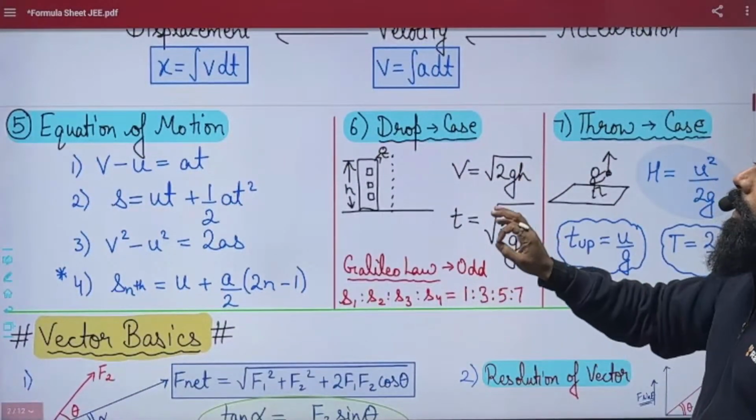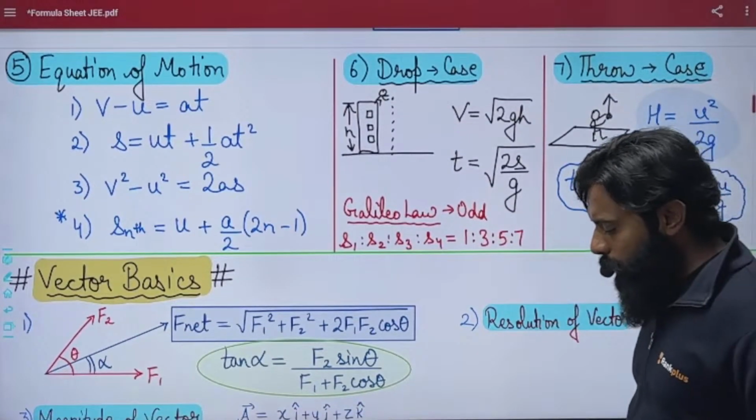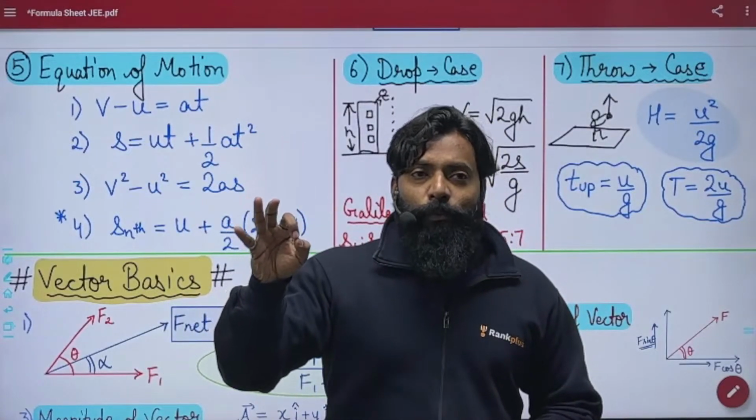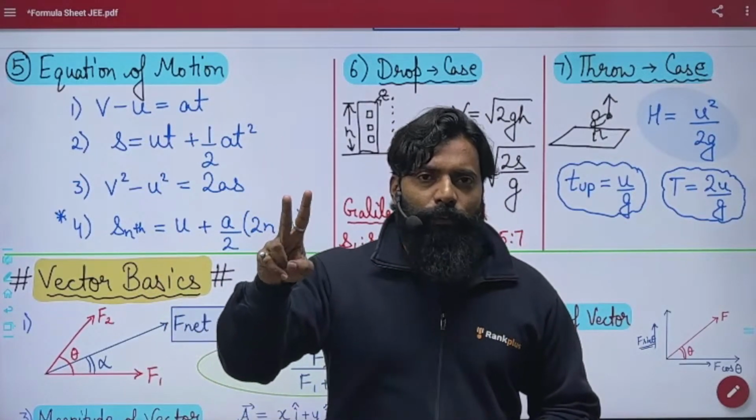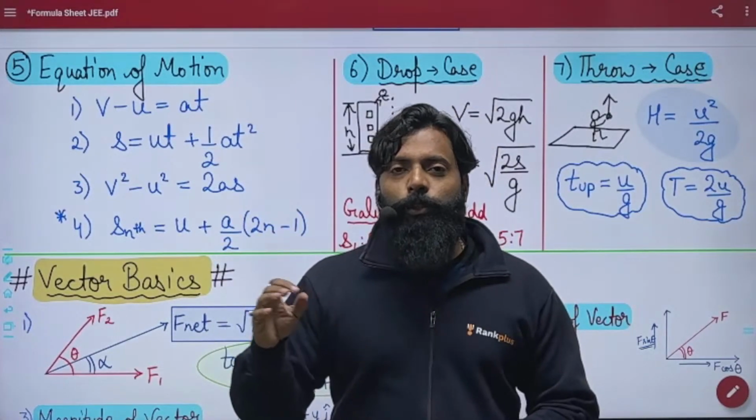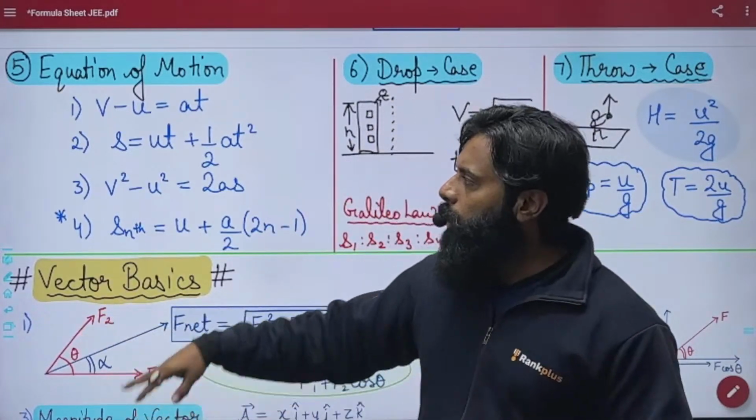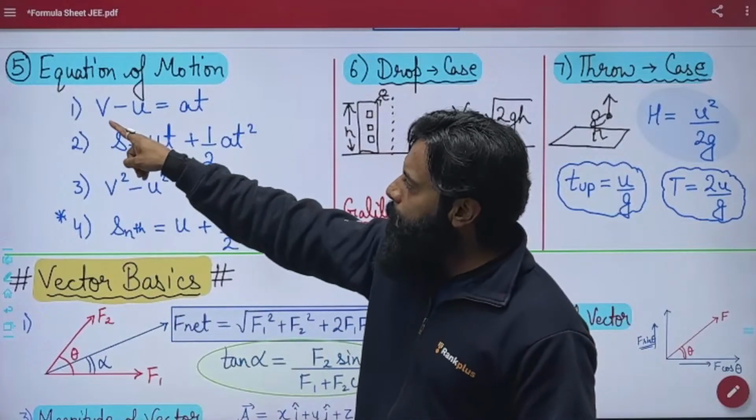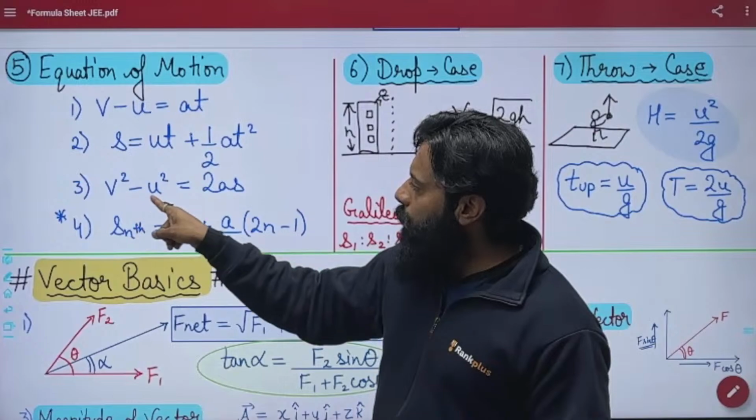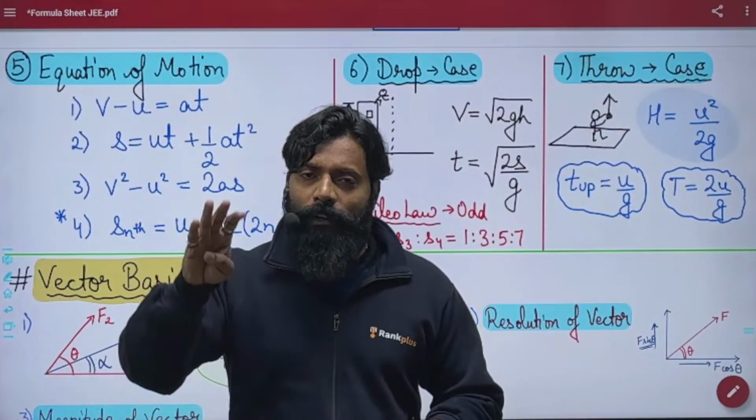After that, we have equations of motion. In equations of motion, there are 5 variables: the UVAST set, that is initial velocity, final velocity, displacement, acceleration, and time. If you see any equation of motion, you will find that there are 4 variables. See, V U A T, 4 variables; S U T A, 4 variables; V U A S, 4 variables. So any equation of motion has 4 variables.